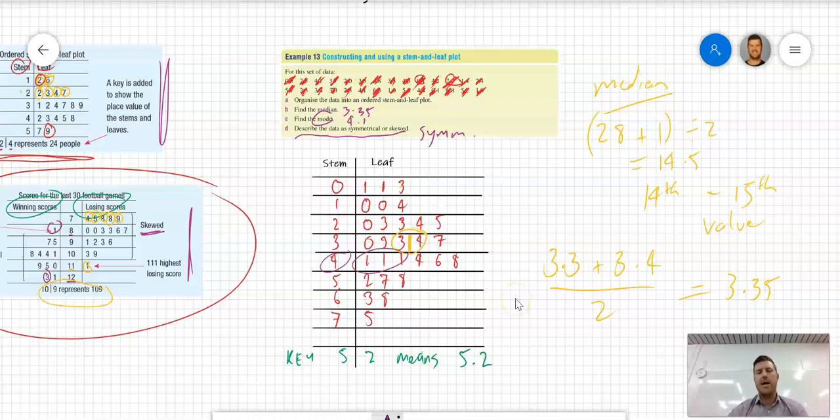Alright guys, basically if you had two sets of data, you could do the same with a back-to-back and go the other way here, but we only had one set of data, so I only did an ordered stem and leaf plot. But hopefully you guys get the idea, and it makes a bit more sense.